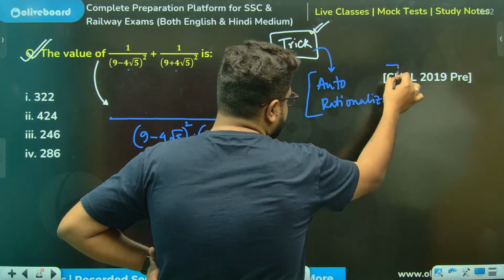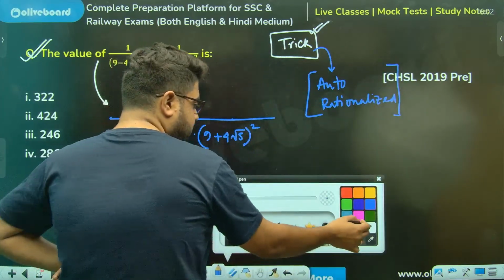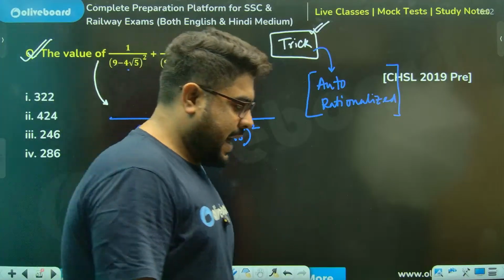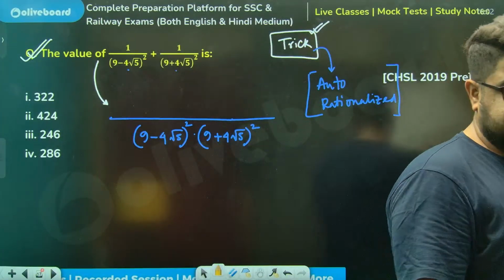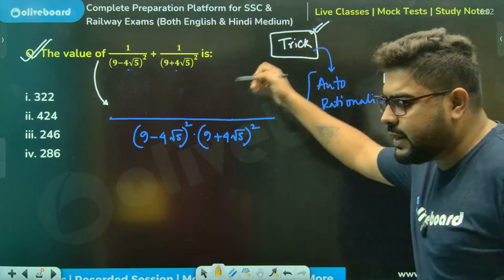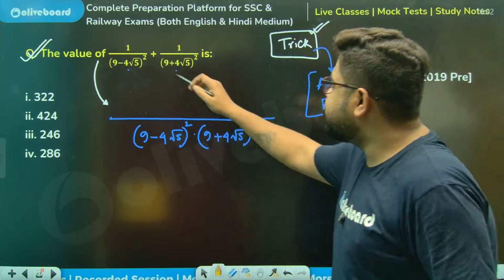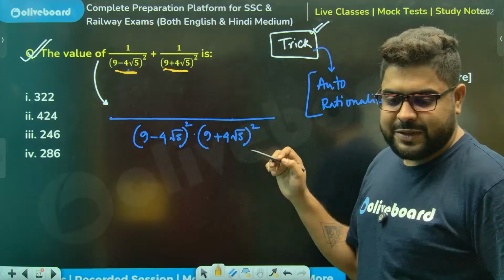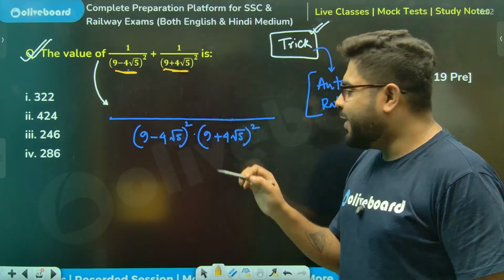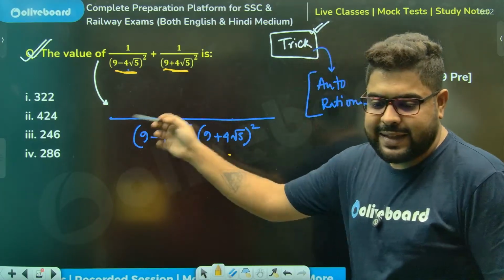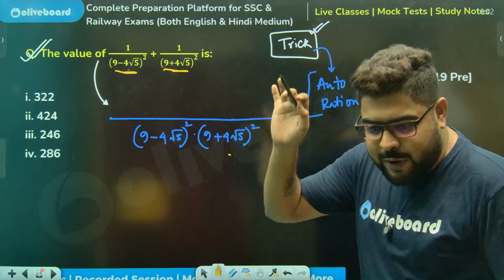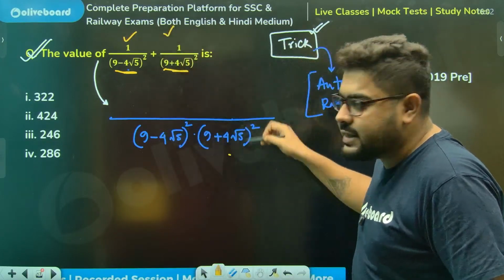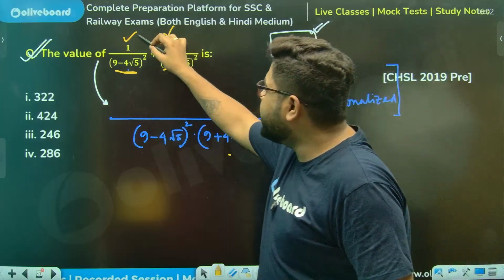Can you guys see? This is happening automatically, without us putting in any effort. Everyone, can you see this? These things are getting automatically rationalized because of the LCM. These two denominators are already complements of each other, and they automatically get multiplied in the LCM. So we do not need to rationalize this individually.